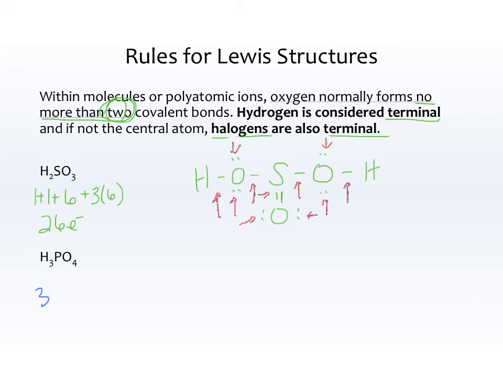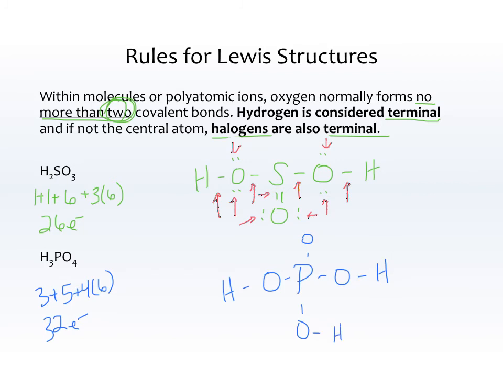H3PO4. 3 plus 5 plus 4 times 6. That's 24 plus 8 is 32 electrons. The phosphorus is in the center. The oxygens are around it. The hydrogens, pick 3 different oxygens. We are not going to put 2 hydrogens on a single oxygen because that would give that single oxygen 3 bonds. An oxygen normally forms no more than 2.